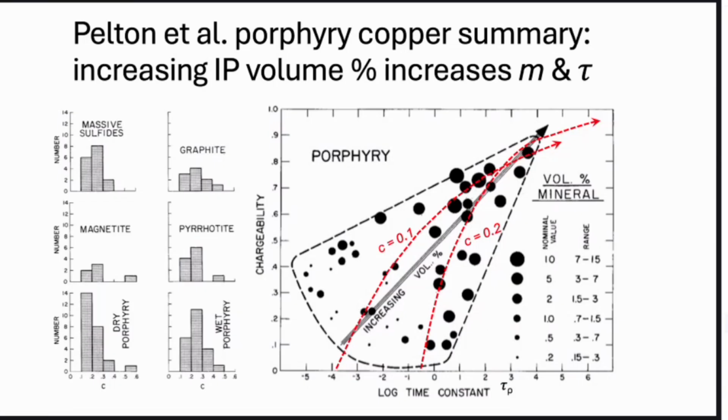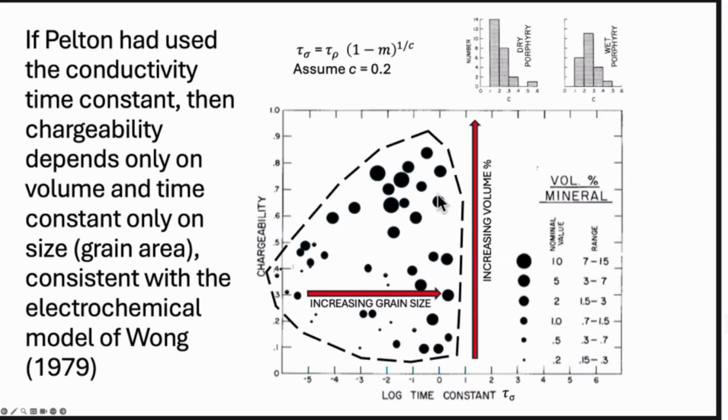If instead of the current source he'd used a voltage source, then this is what tau sigma looks like. All the time constants are less than 10 seconds. The longest ones are just a few seconds rather than tens of minutes. And you get increasing volume percent of sulfides increases chargeability. Increasing grain size increases time constant. Things are much simpler.